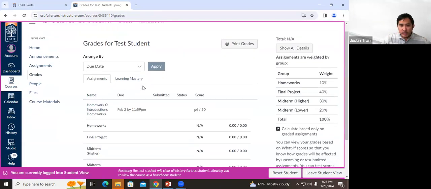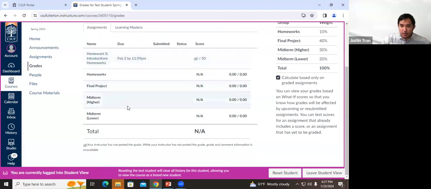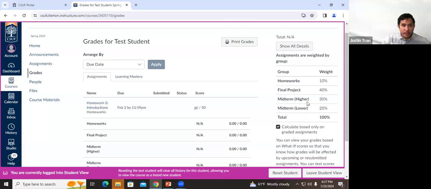All right, next tab is your grades. Once I grade things, you'll be able to see them here, okay? And it'll compute your overall grade based on the weights that we talked about already.